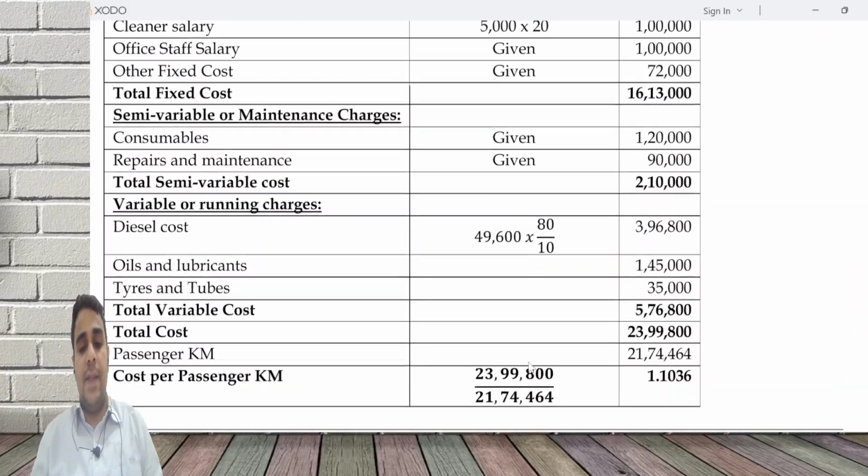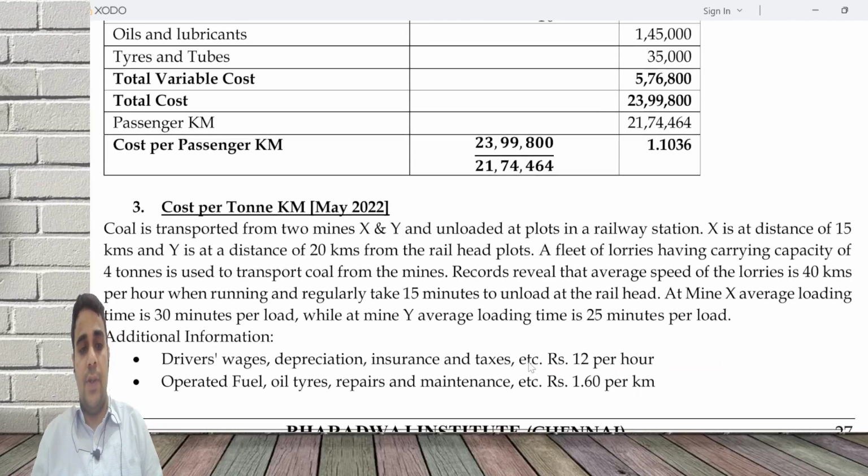The important part is the passengers calculation, weighted average. Go through question three.